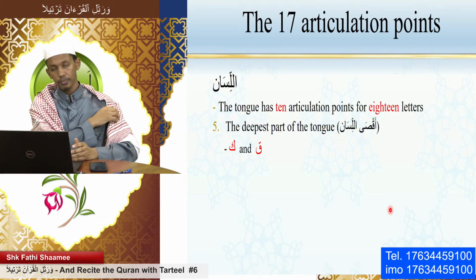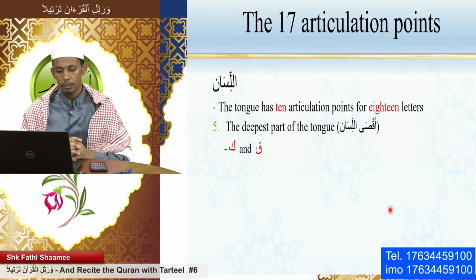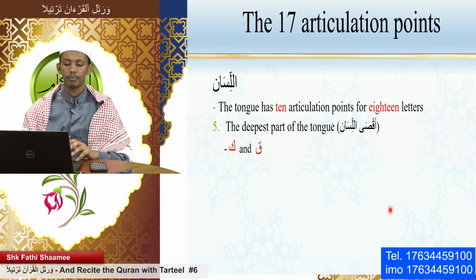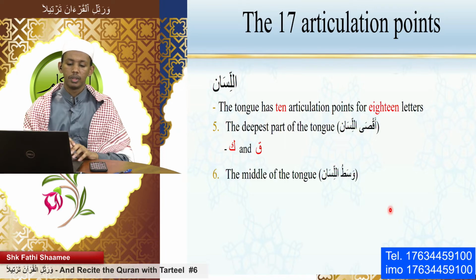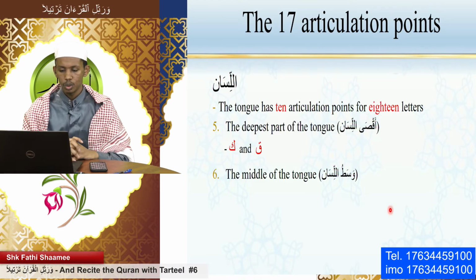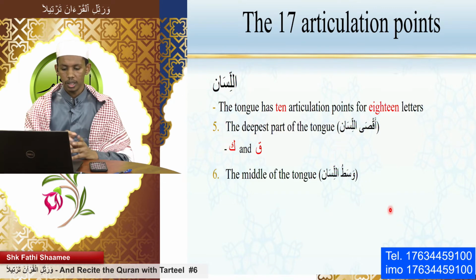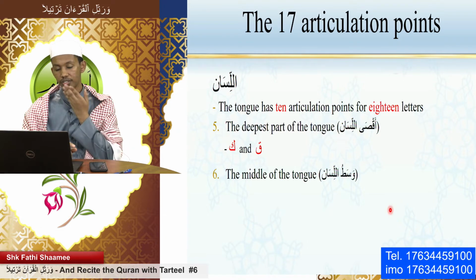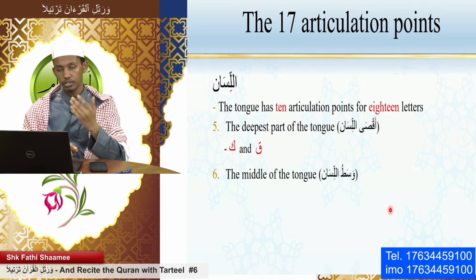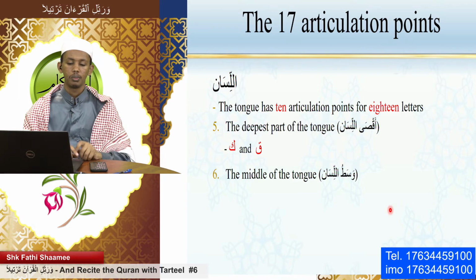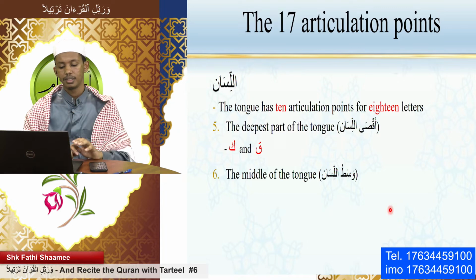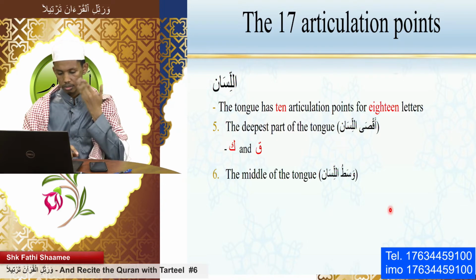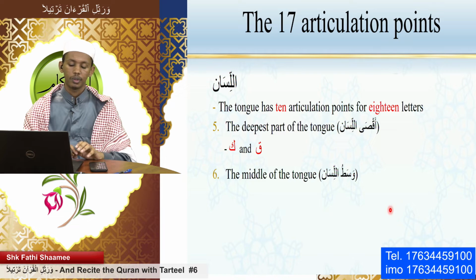When you say aq, that's also from the deepest part of the tongue. And then the sixth articulation point of the 17 is from the middle of the tongue. So again, when we say deepest and middle, we're talking about relative to the lips. So the deepest part is the furthest point of the tongue from your lips or from the front teeth. And then the middle of the tongue is closer to the lips.